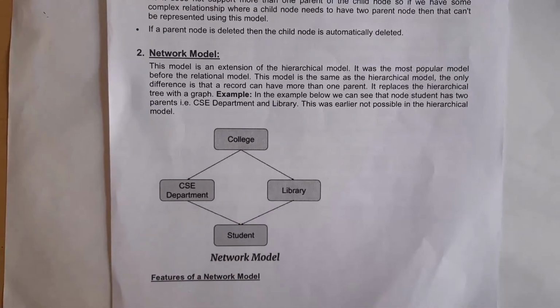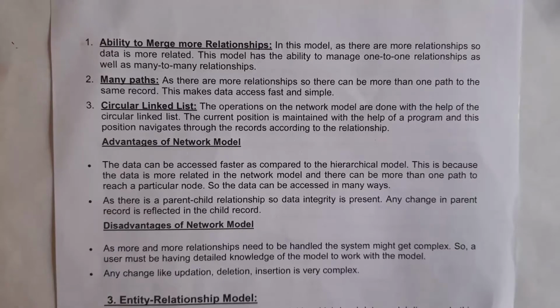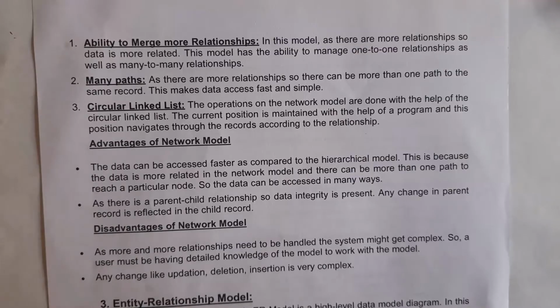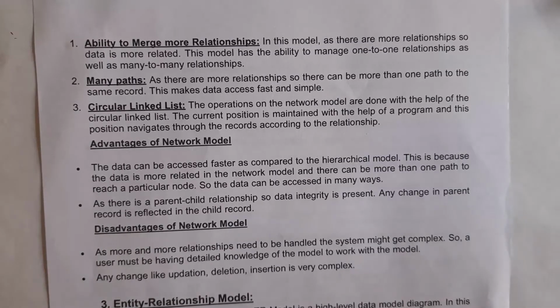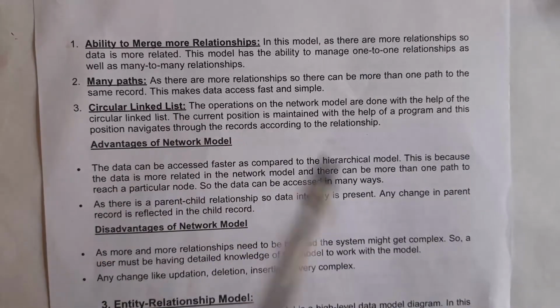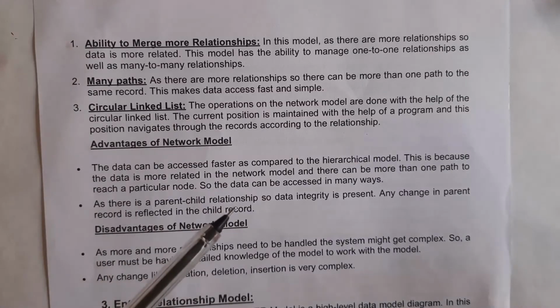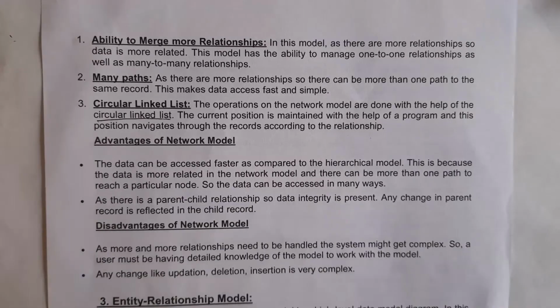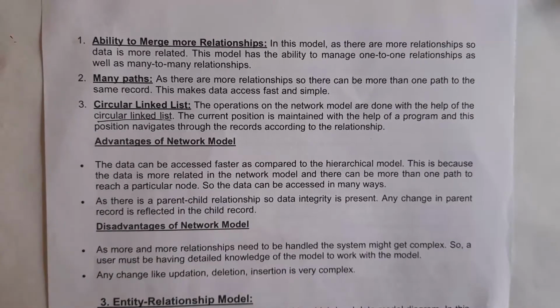Next I will explain features of network model. First feature is ability to merge more relationships. Whereas in hierarchical model, there is only one-to-many relationship. But whereas in network model, there can be one-to-one relationships as well as many-to-many relationships. And next one is many paths. As there are more relationships, there can be more paths. So data access is fast and simple. And third feature is circular linked list. In network model, in order to perform various operations, we use circular linked list.